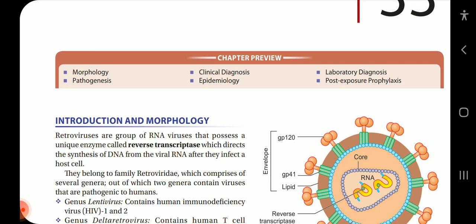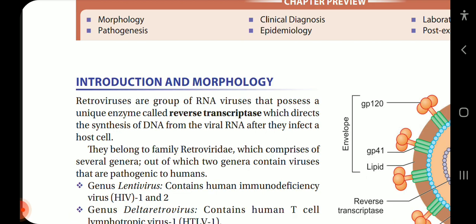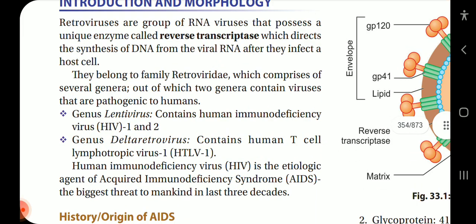Retroviruses are a group of RNA viruses that possess a unique enzyme called reverse transcriptase, which directs the synthesis of DNA from viral RNA after they infect a host cell. They belong to family Retroviridae, which comprises several genera, out of which two genera contain viruses that are pathogenic to humans. Genus Lentivirus contains human immunodeficiency virus, HIV-1 and 2. Genus Deltaretrovirus contains human T-cell lymphotropic virus 1, HTLV-1.